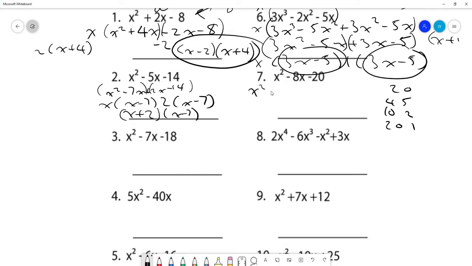X squared minus 10x plus 2x minus 20. Factor those out. X minus 10, 2x minus 10. Get the final answer of x plus 2 times x minus 10.